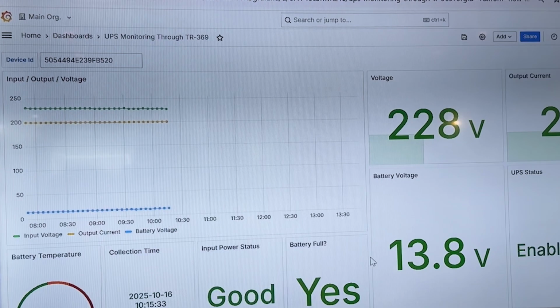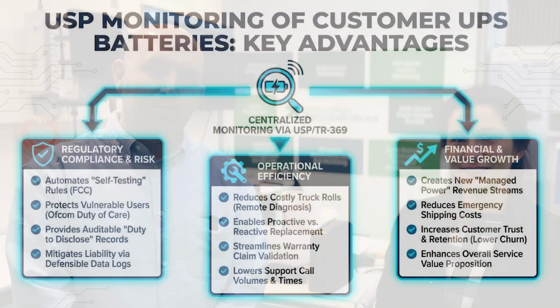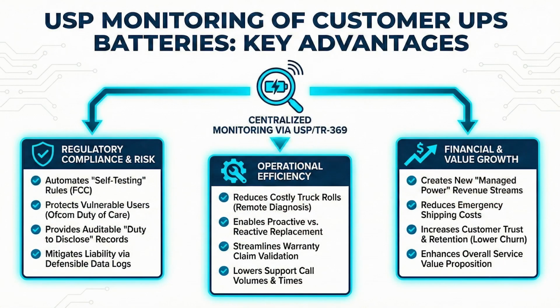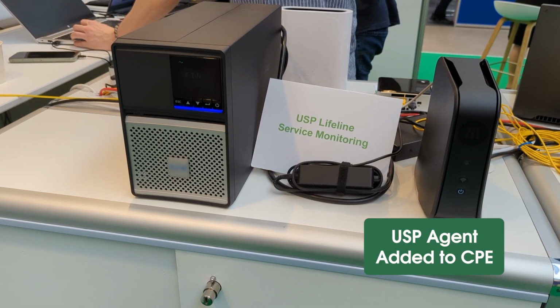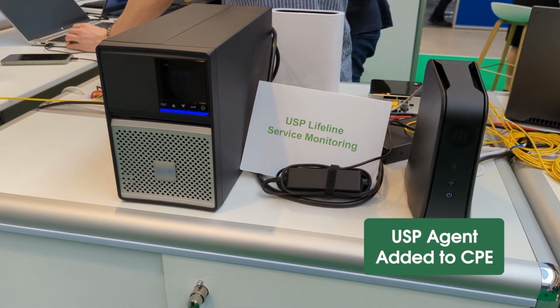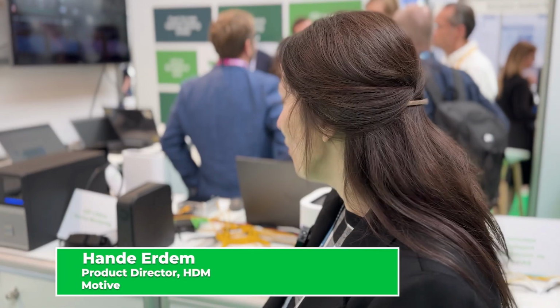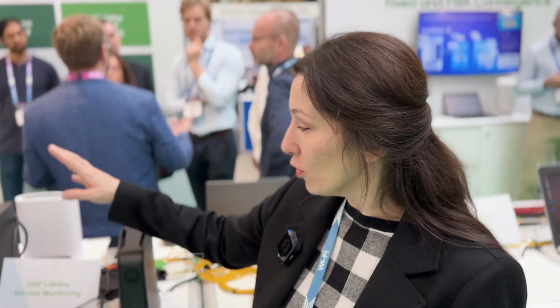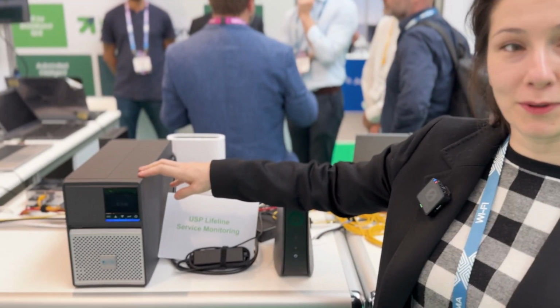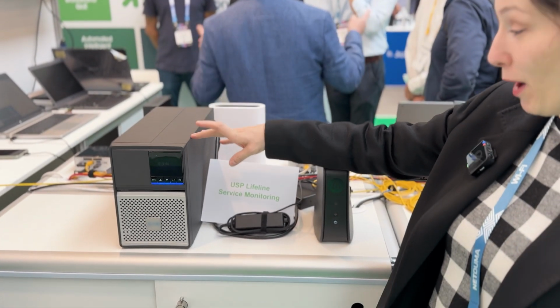The use case is to address regulatory requirements where the CPE needs to maintain voice service and Lifeline services during, for example, a power outage. In this case, we developed an agent, an extension to the USP protocol, so that the CPE is able to monitor the battery. So what we have here is a gateway from Altice Labs that is connected with an uninterruptible power supply. This is an off-the-shelf power supply.